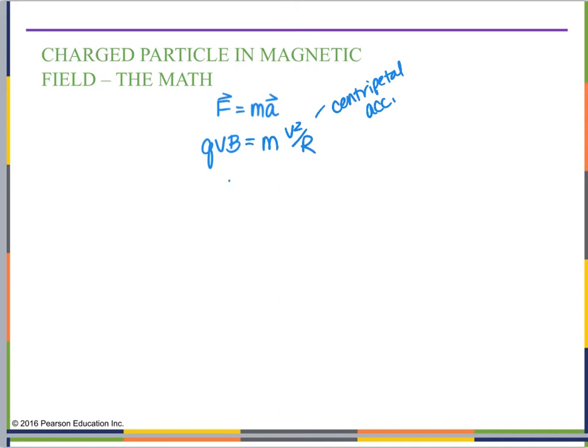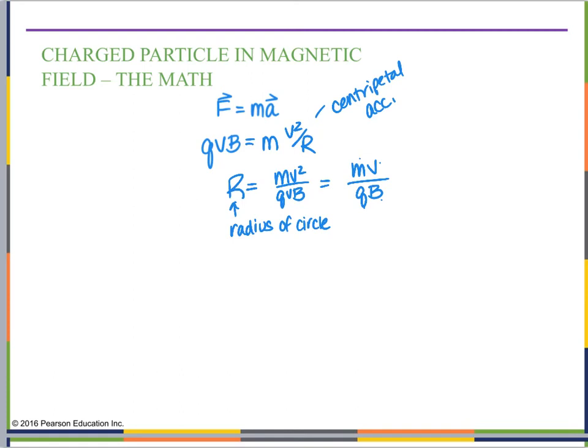So one of the things that we like to know is, what is the radius of the circle? We could rearrange these values, and we'd have mv squared over qvb, where we can get rid of one of the v's. And so it turns out that the radius of the circle depends on the mass of the charge, its speed, the magnitude of its charge, and the strength of the magnetic field. So that's something to remember.